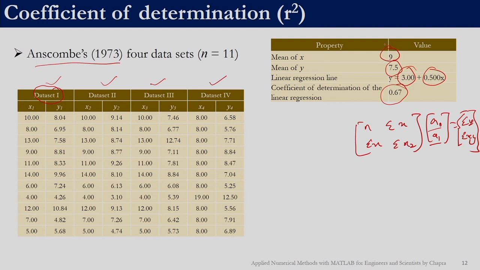So let us say we have done regression for the first data set. Similarly, we can do the regression for the second data set, the third data set and the fourth data set.